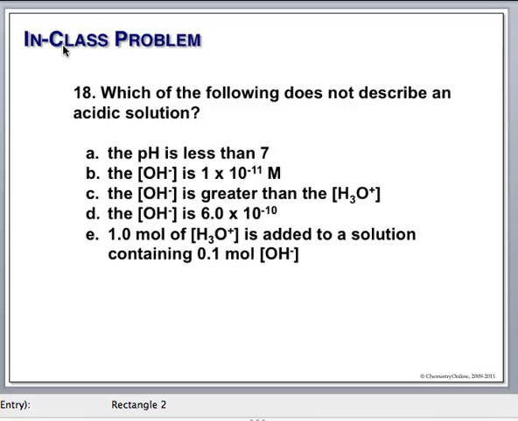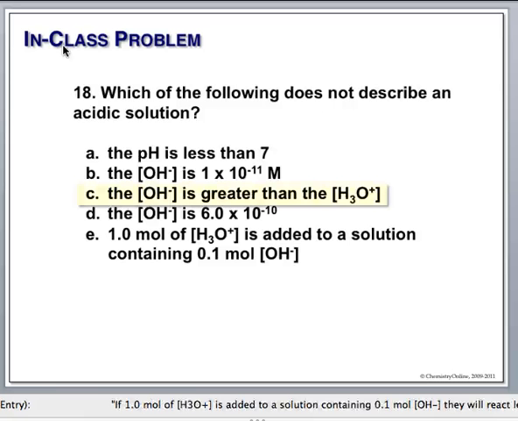If hydroxide is greater than hydronium, the more base we have, the more basic it is, correct? Let's just finish these. If hydroxide is 10 to the minus 10, hydronium must be about 10 to the minus 4, right? And finally, if we add 1 mole of acid to 0.1 mole of hydroxide, what are we left with? 0.9 moles of acid, right? Which is acidic.